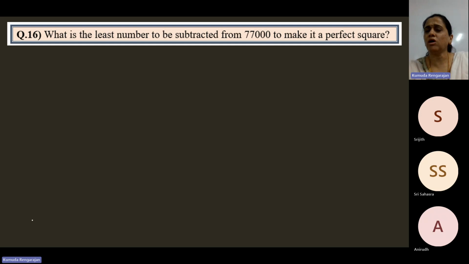Prime factorization, long division method. Added, subtracted is long division method. Multiplied, divided is prime factorization method.